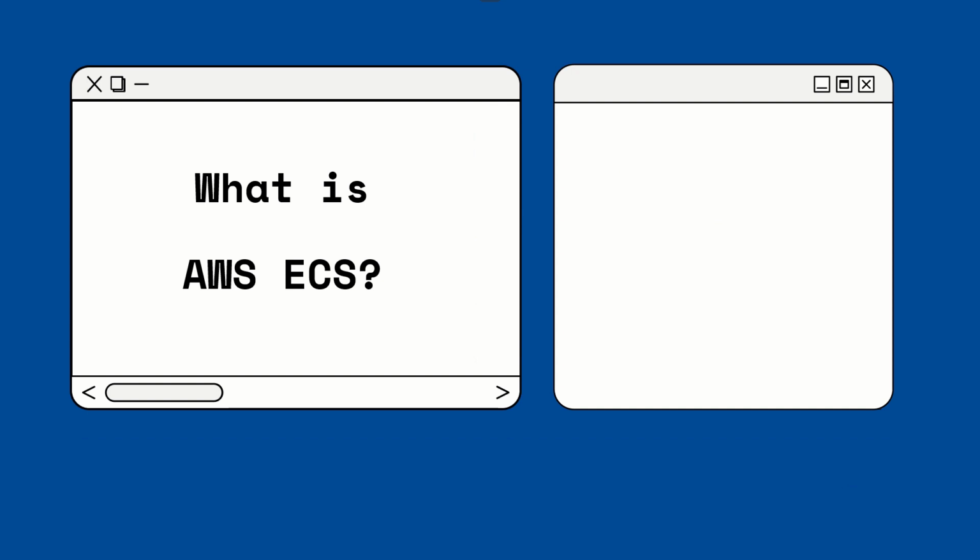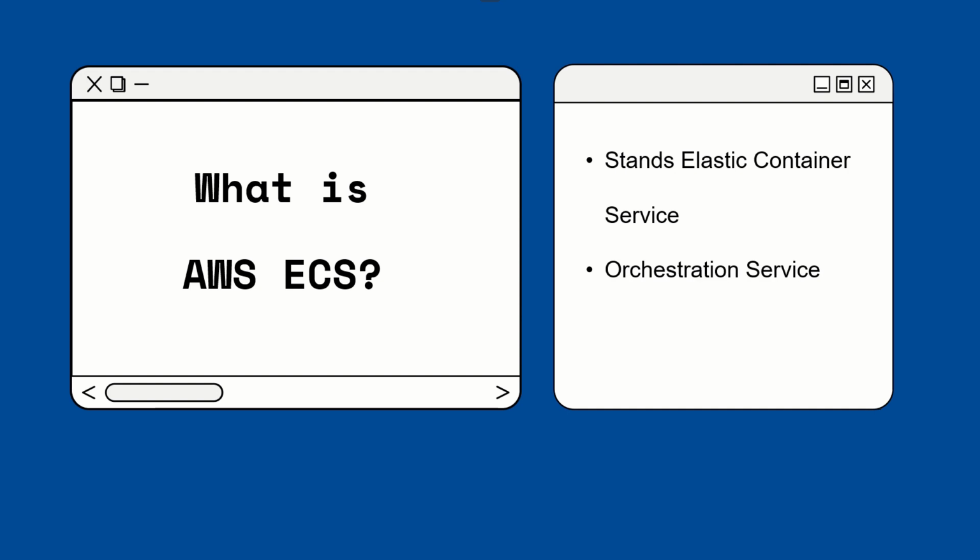So in today's video, we are going to learn about AWS ECS. First of all, let's learn about the theory part. What is AWS ECS? AWS ECS stands for Elastic Container Service. Amazon Elastic Container Service, or ECS, is a fully managed container orchestration service provided by Amazon Web Services.